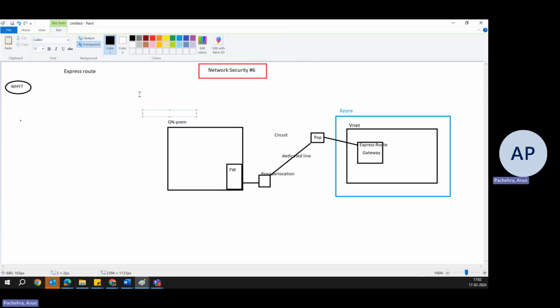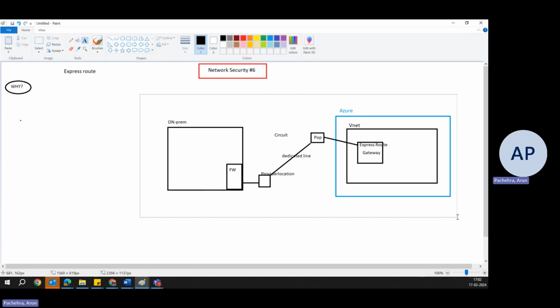So I've created this little diagram to grasp the concept for you, where blue color is Azure, on which there is a virtual network and we have created ExpressRoute gateway. We have talked enough on VPN gateway. This is again a gateway we create the same way, but we select ExpressRoute. And this ExpressRoute gateway will help us to establish ExpressRoute to the on-premises or any other site that we have.